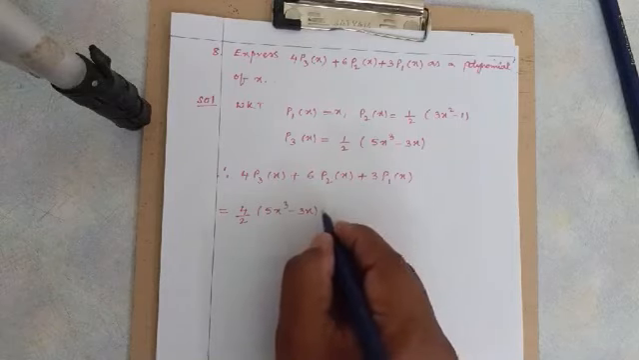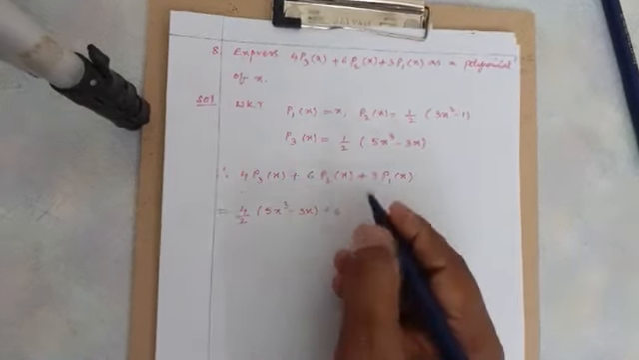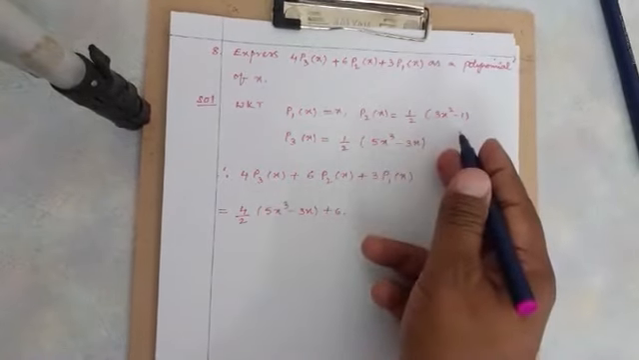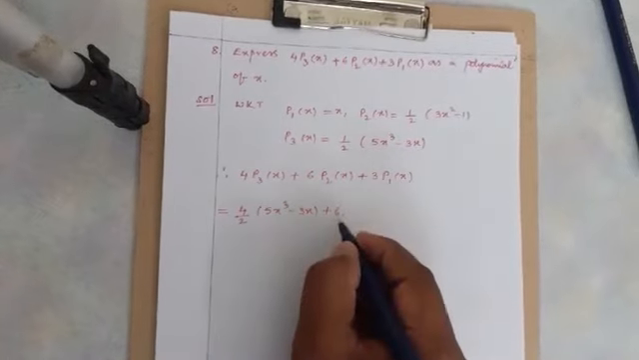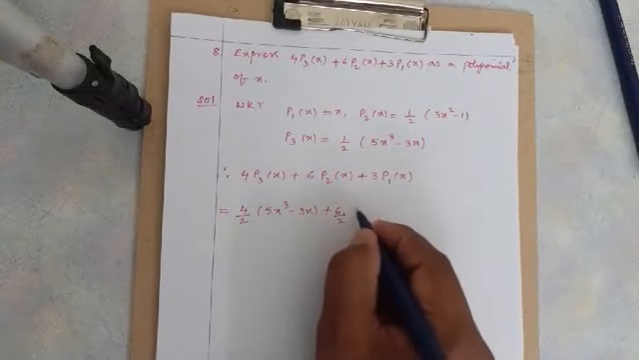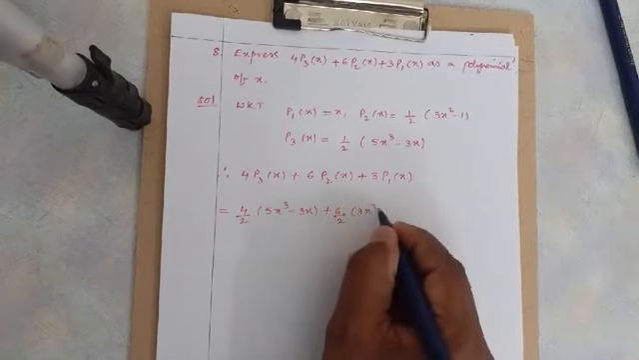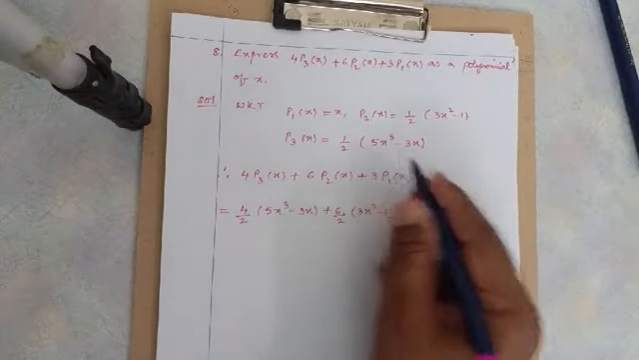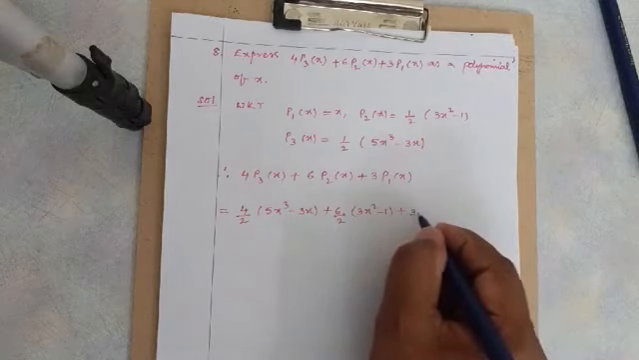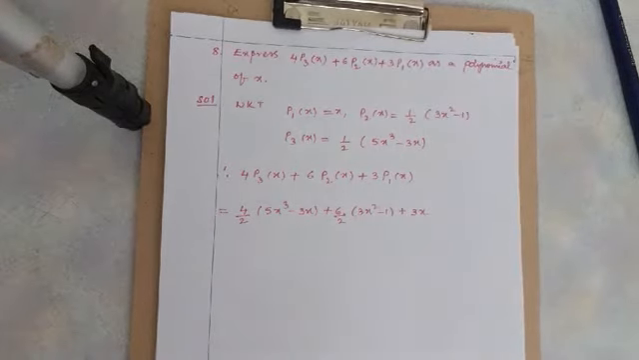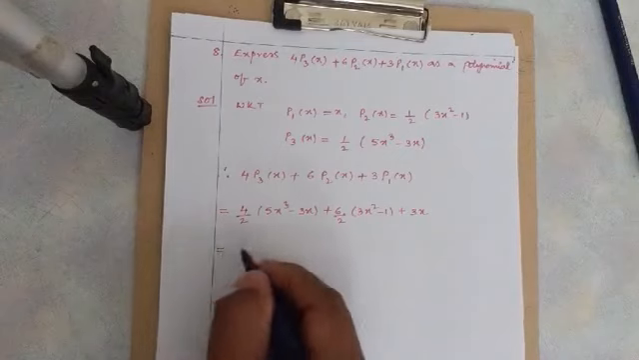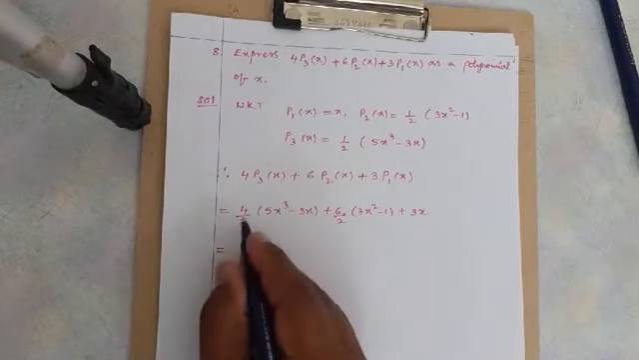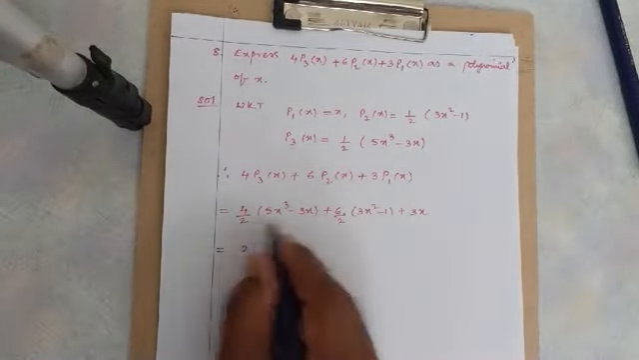Then we have 6P2(x). What is P2 here? 1/2 into (3x^2 - 1). So I can write this as 6/2 into (3x^2 - 1). Then plus, now here 3 into P1(x). So I can write 3 into x, that is P1(x). Now this is nothing but 2, now this is 3, so multiply with that.